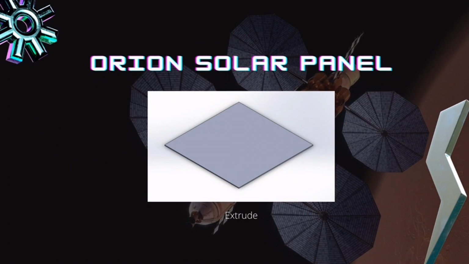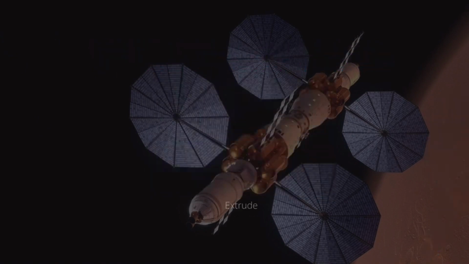Orion solar panels are really easy to draw as each is a thin, square-based cuboid. On the top plane, we drew a square and then extruded.